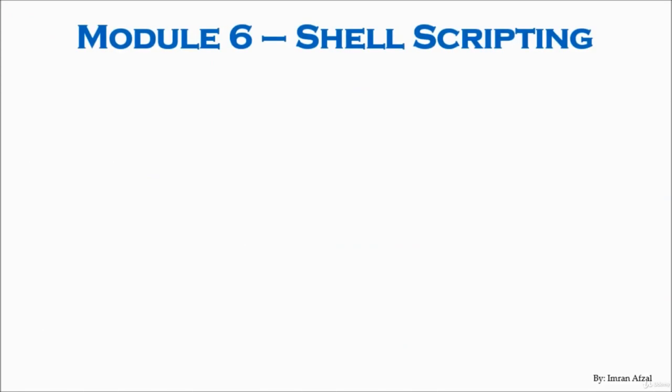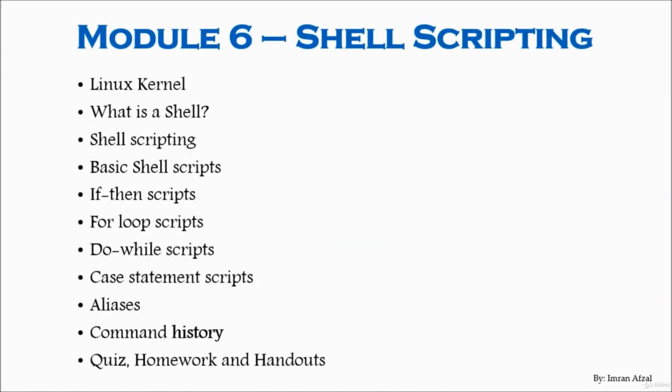Then we have Module 6, which is shell scripting. This module is all about shell scripting, and it's not just basic shell scripting. I have included advanced level shell scripting for you, such as if then, for loop, and do while. Those are the types of shell scripting you will be learning.